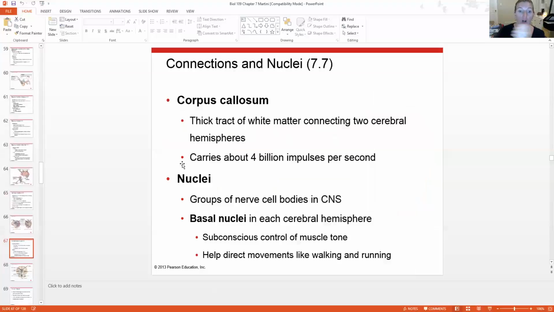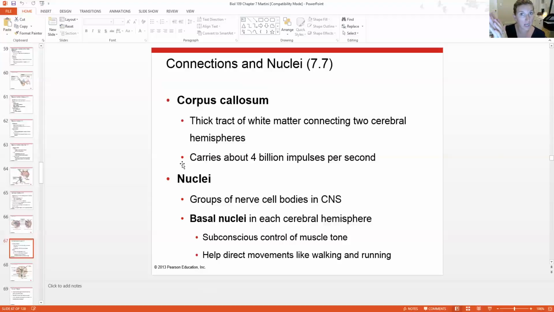The nuclei is a certain term. It's not referring to the organelle of a cell. It's referring to a group of cell bodies within the central nervous system. Do you remember what group of cell bodies outside of the central nervous system is called? A ganglia, right? In the central nervous system, we call them nuclei.